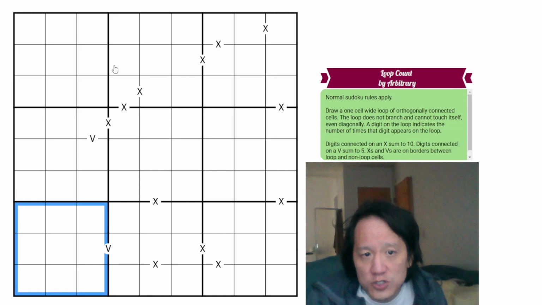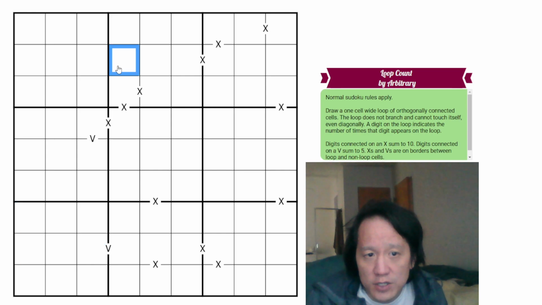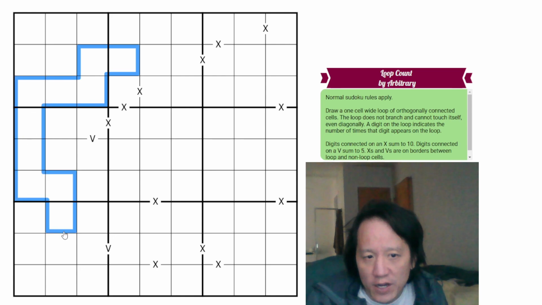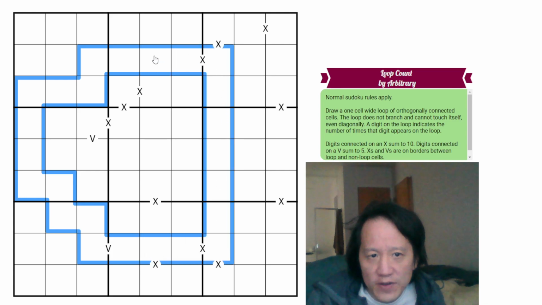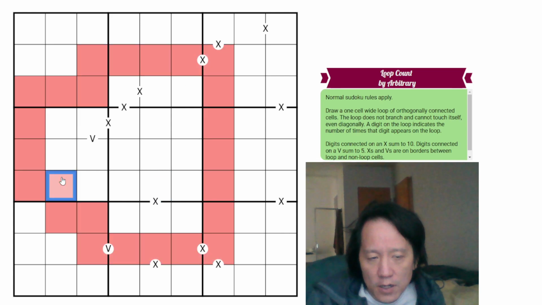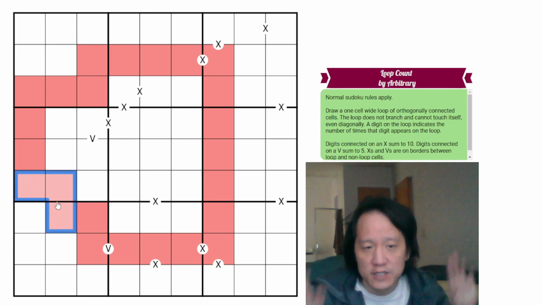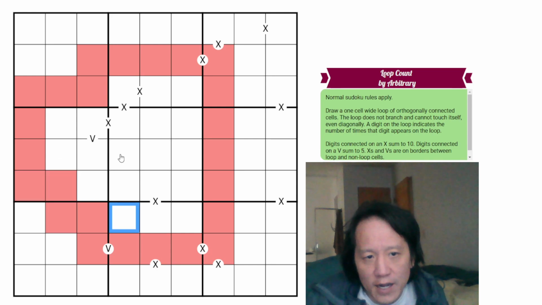So orthogonally just means that they share an edge. Basically, this is orthogonal, this is diagonal. So the loop cannot touch itself, and it's considered turning when it's one of these areas, right? But this is a valid example of a loop, because this is considered turning. This is not considered touching itself, right? But it cannot actually touch itself.